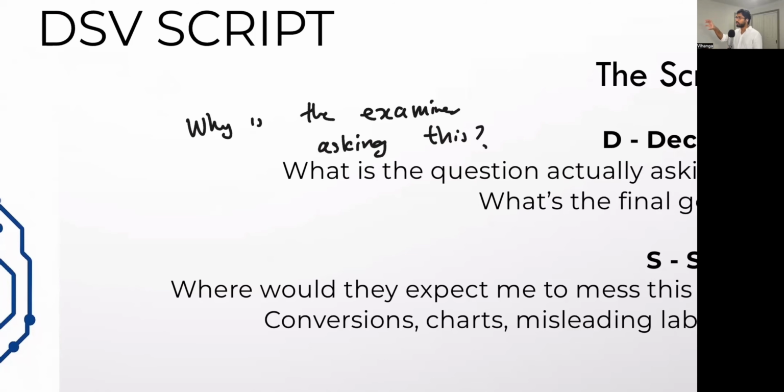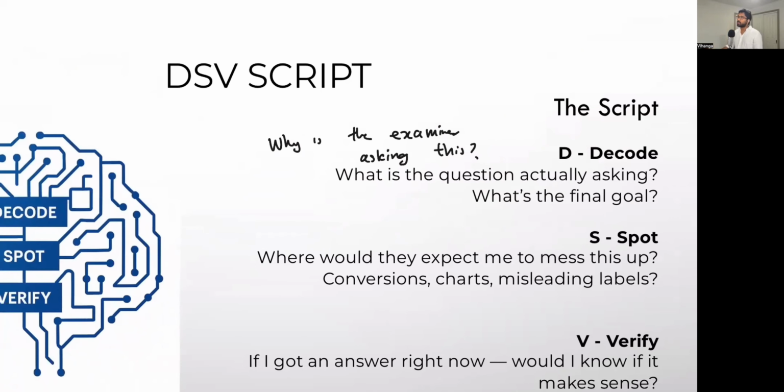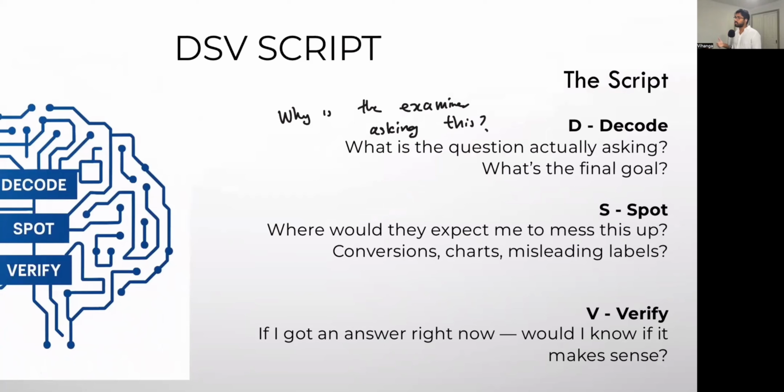So you look at a question, and if you're completely stuck, you're frozen, you just read it and go, what is the examiner actually asking? Once you do that, you spot anything where they could expect you to mess up. This could be, for example, in one unit they have kilometers per hour and in another they have meters per second, so you need to convert one or the other. It could be that they're going in meters in one of them and kilometers in the other. You need to convert one or the other.